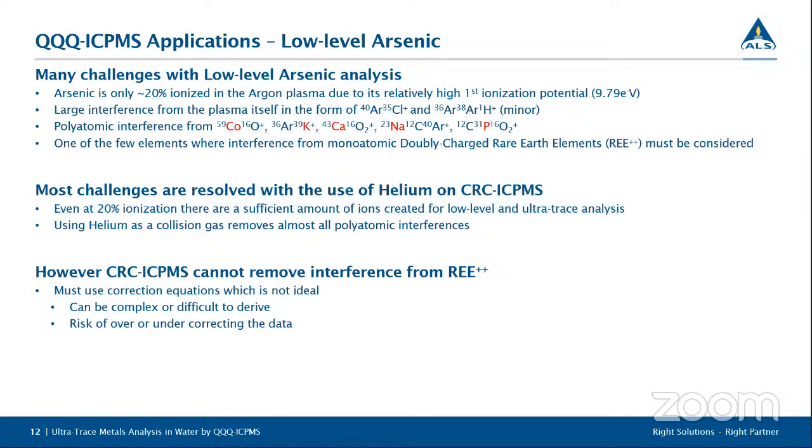Arsenic is one of the more challenging elements to analyze for, mainly because it's poorly ionized in the argon plasma, with a relatively high first ionization potential of 9.79 electron volts. So it is only about 20% ionized in the argon plasma. It usually suffers from interferences from the plasma itself, primarily in the form of argon chloride, which can form from either chloride in your sample or from hydrochloric acid that is used in your standards.